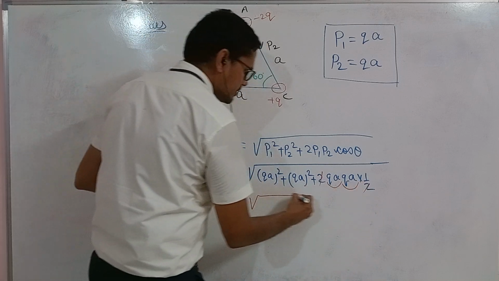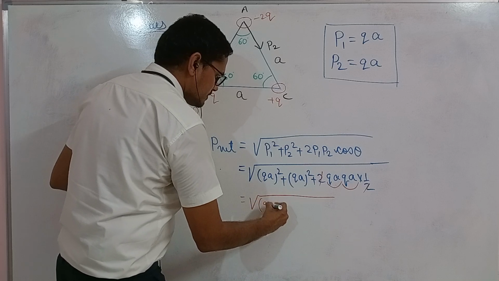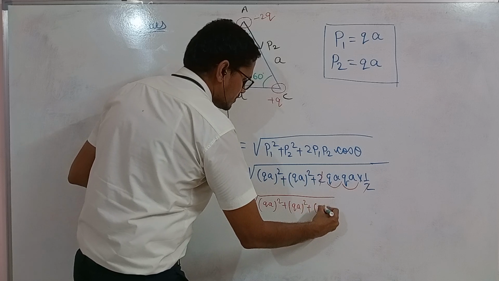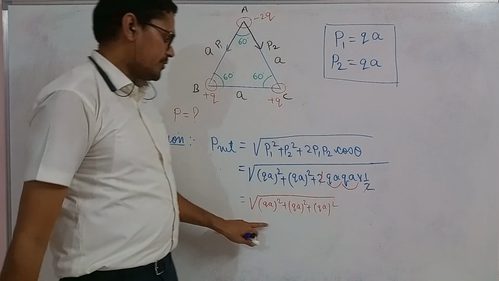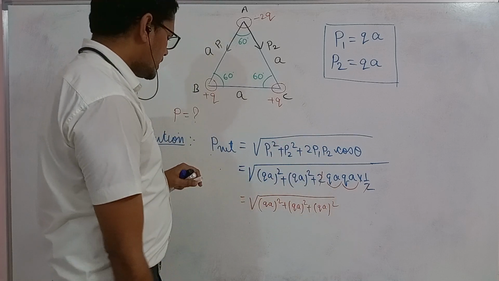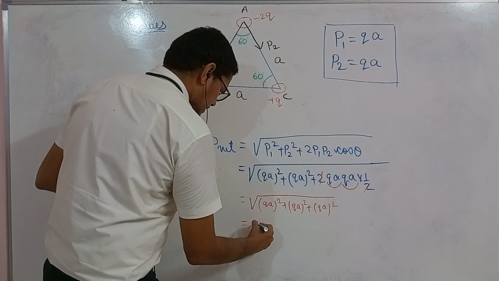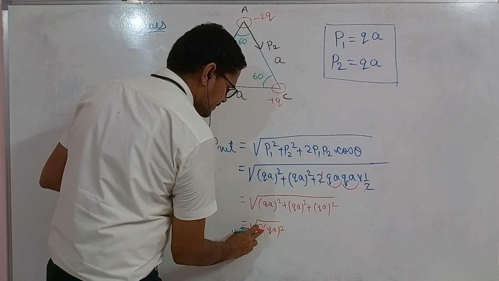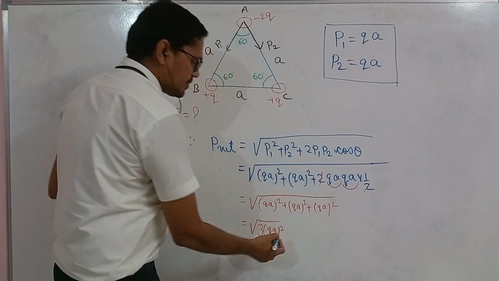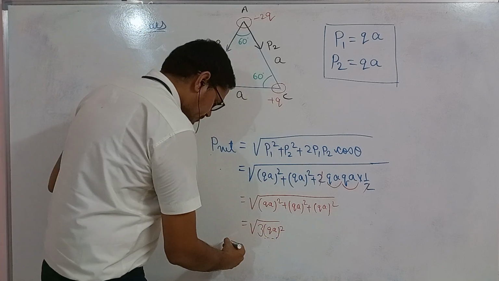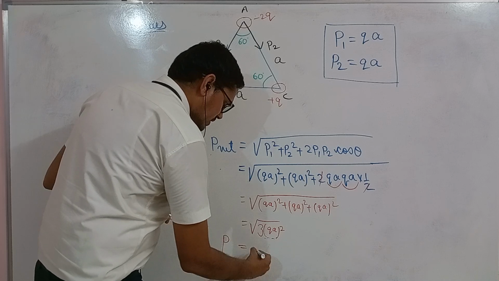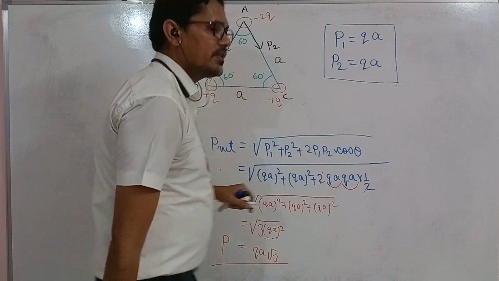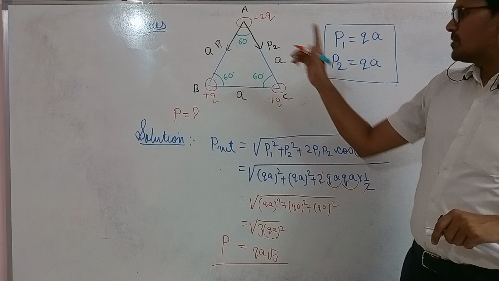And this is the square root, we will be getting QA square plus QA square plus QA square. Now if you add them, we will be getting the square root of 3QA whole to the power 2. Now we can take this QA whole to the power 2 out of the square root. So we will be getting the net dipole moment equals QA root 3. This is the net dipole moment we have due to this system of charge.